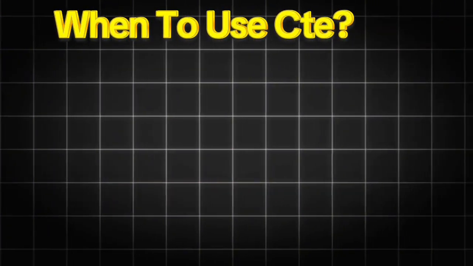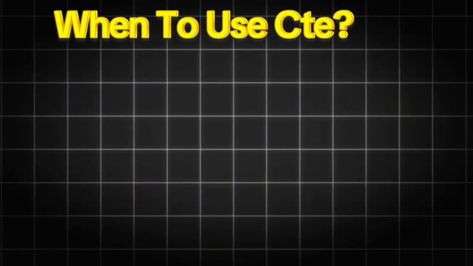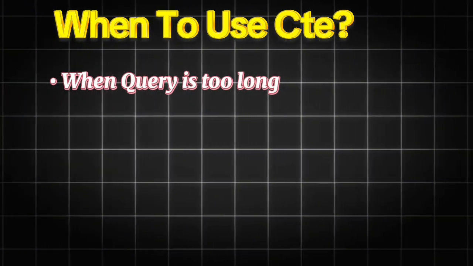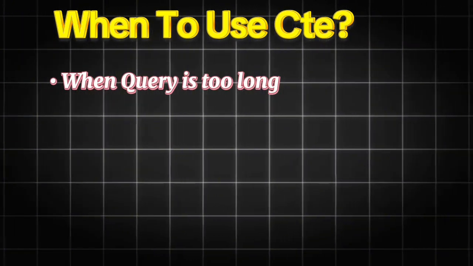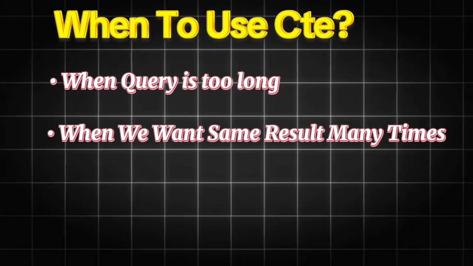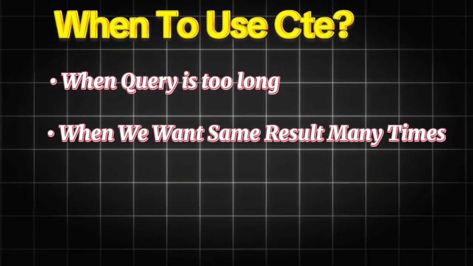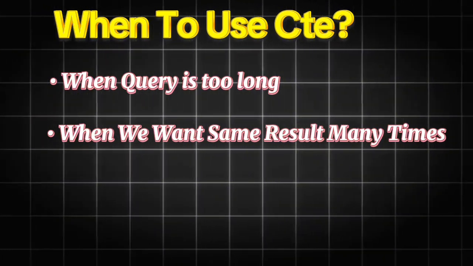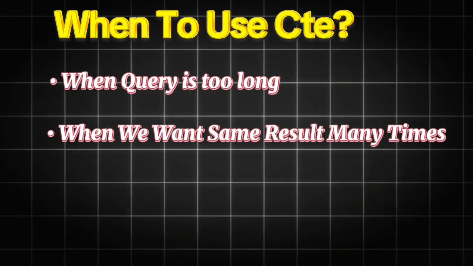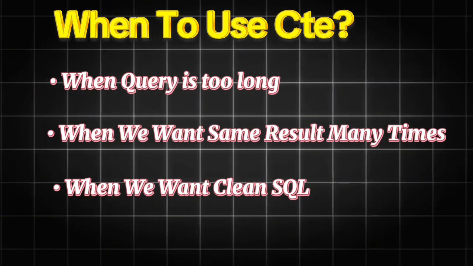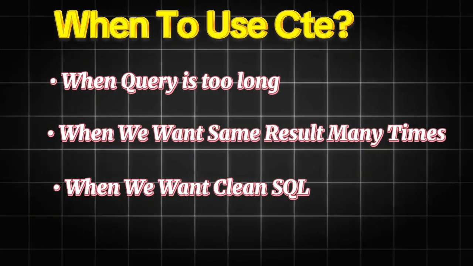So the question is when to use a CTE. We use a CTE when our query is too long or confusing. Also, when we need the same result many times inside one query. Instead of writing it again, we can put it in a CTE. And finally, when we want our SQL code to look clean and simple, a CTE is the best choice.